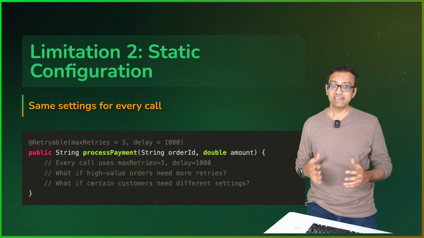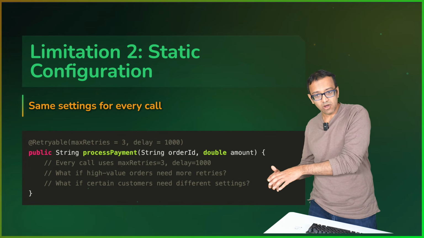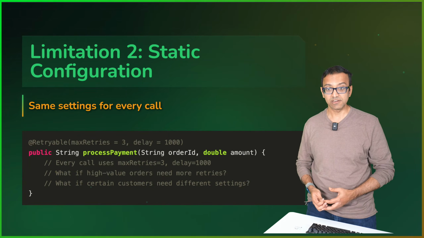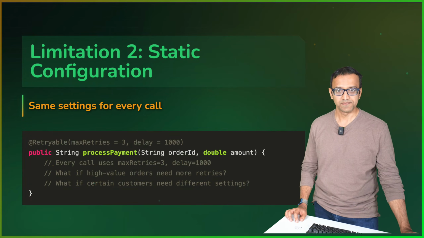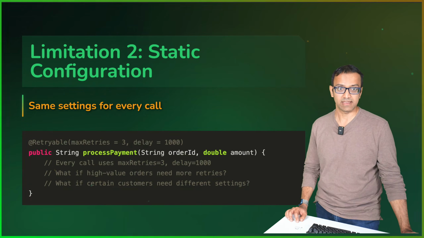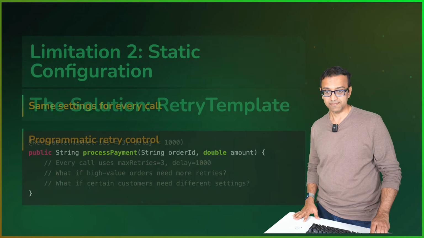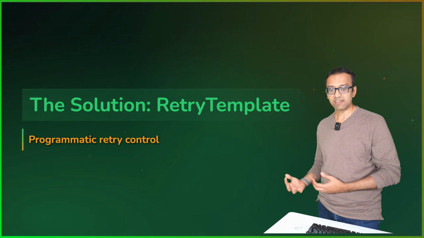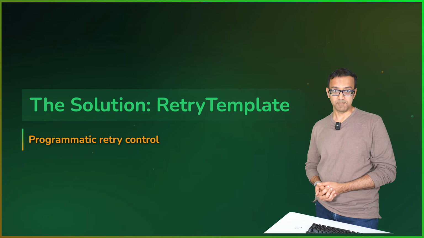So these depend not on what is being called, but on who is calling it and what parameters are being passed to it. The annotation doesn't allow this. It's just static configuration. Annotations are configured at compile time, so they cannot adapt to runtime context. So the solution is a programmatic way of doing retries, and that is called the RetryTemplate.